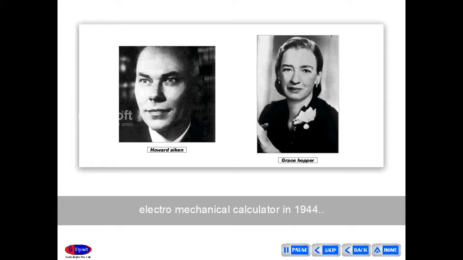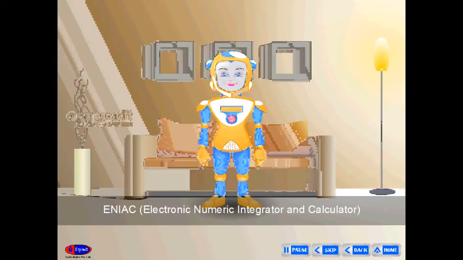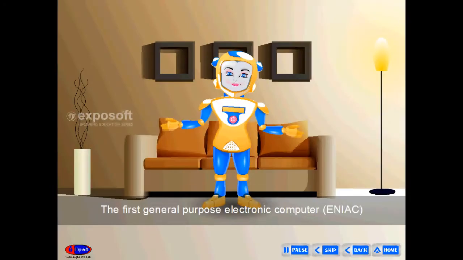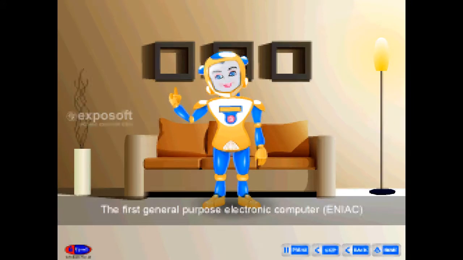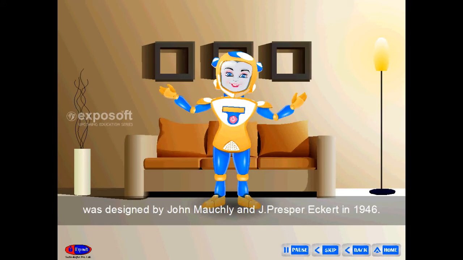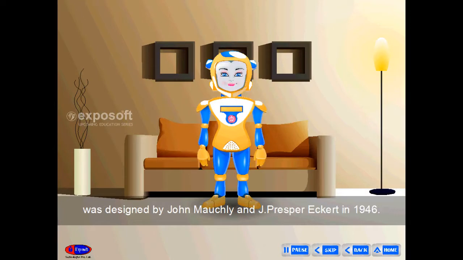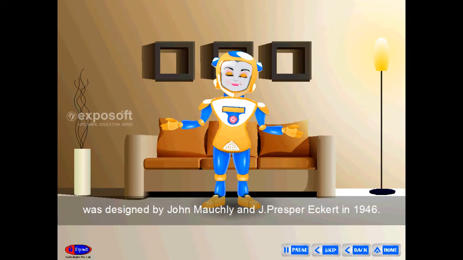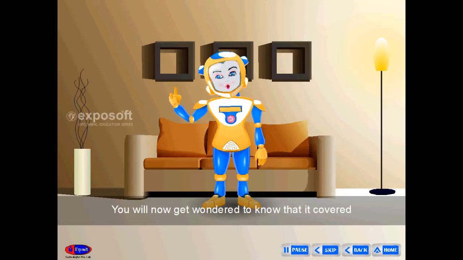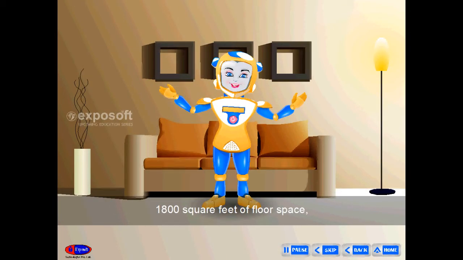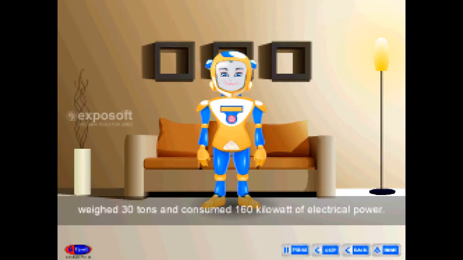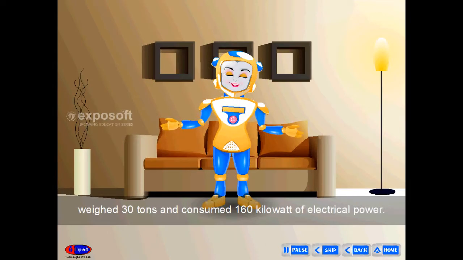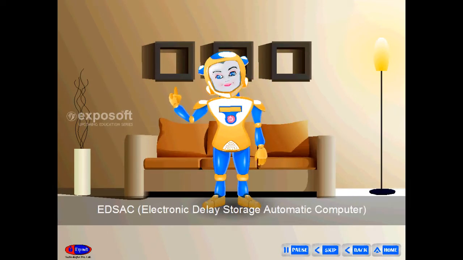calculator, in 1944. ENIAC. Electronic Numerical Integrator and Calculator. The first general-purpose electronic computer was designed by John Mauchly and J. Presper Eckert in 1946. You will be amazed to know that it covered 1,800 square feet of floor space, weighed 30 tons, and consumed 160 kilowatts of electrical power.